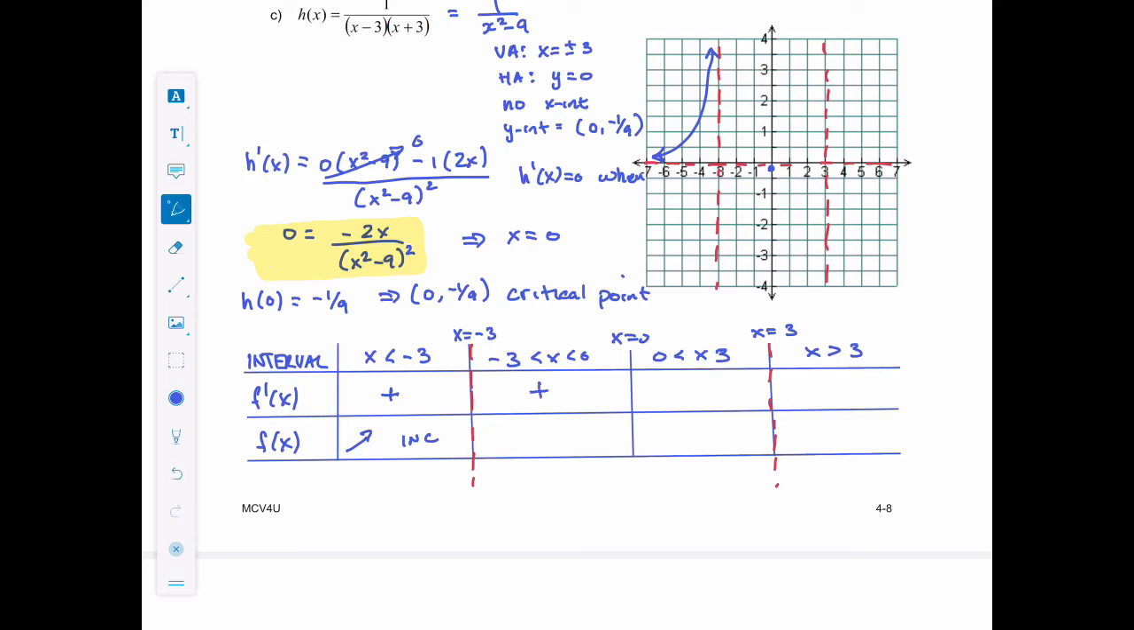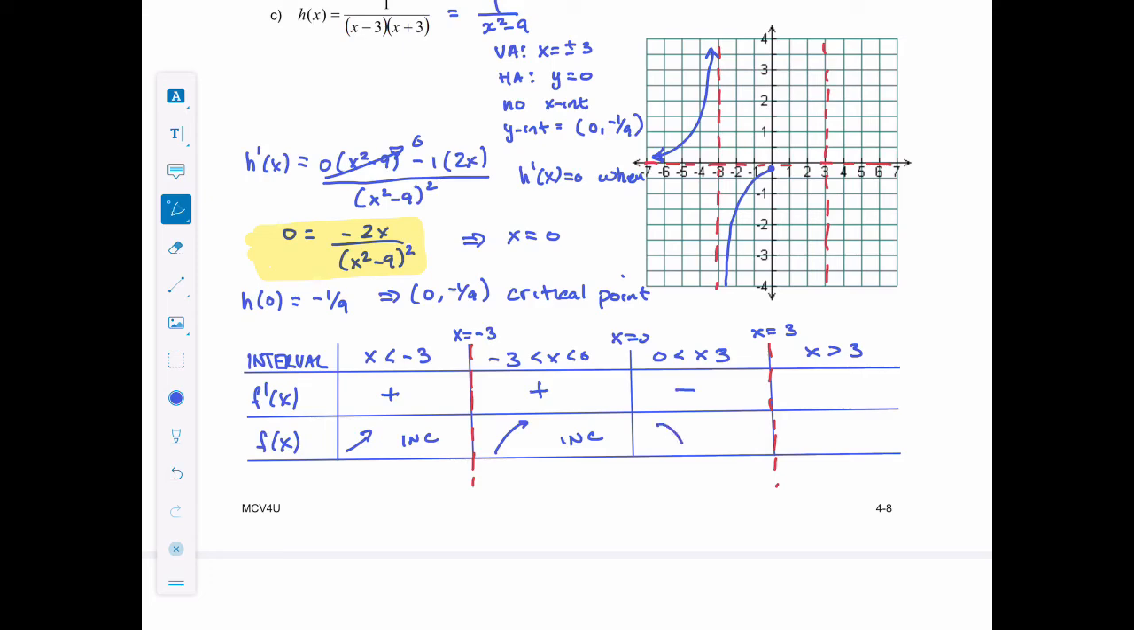All right, positive means it's going to be increasing. So it's going to be something like this. Again, it can't cross the vertical asymptote, it's increasing towards the critical point, which makes sense. If we put in a value between 0 and 3, let's say 1, that's when we get the negative.